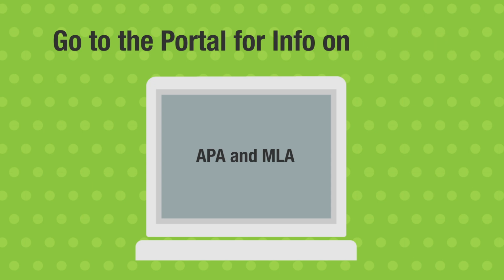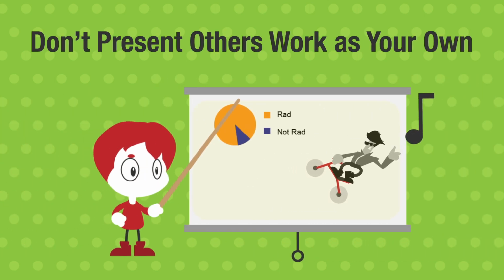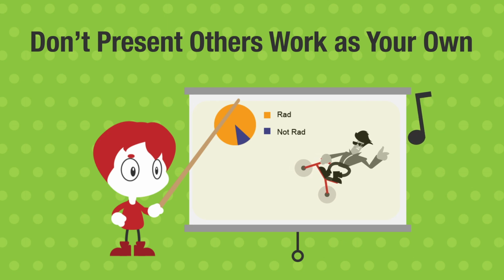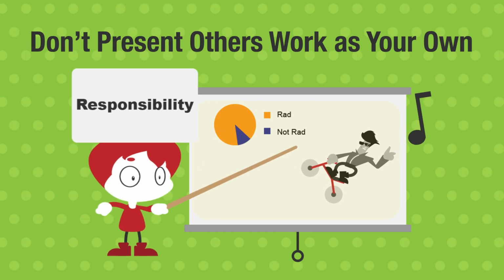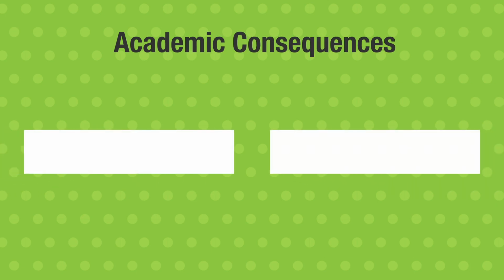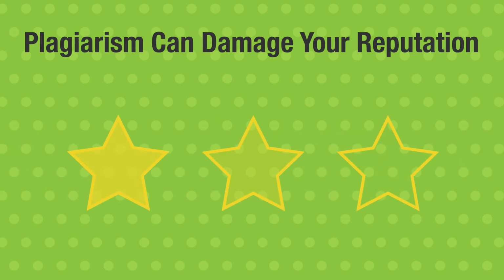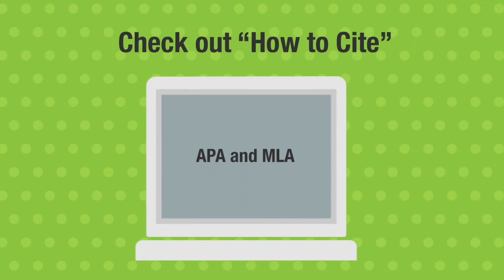To recap, plagiarism is presenting someone else's work as your own, whether it is text, images, videos, ideas, or an entire assignment. It is your responsibility to avoid plagiarizing. The academic consequences for plagiarism range from having to take an academic integrity course to being suspended. Plagiarism can damage your reputation. Avoid plagiarizing by indicating where material comes from using citations. Check out the How to Cite module in the Research Hub of the Learning Portal for information to help you cite your sources.